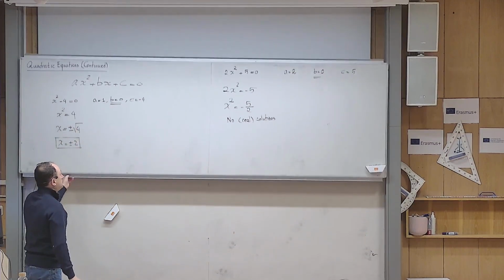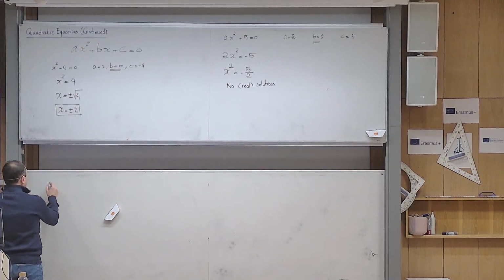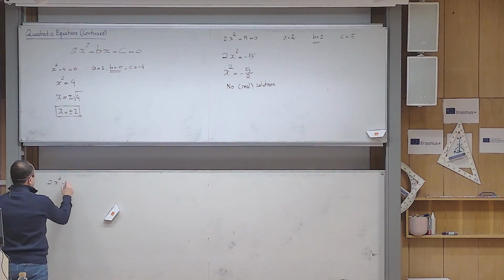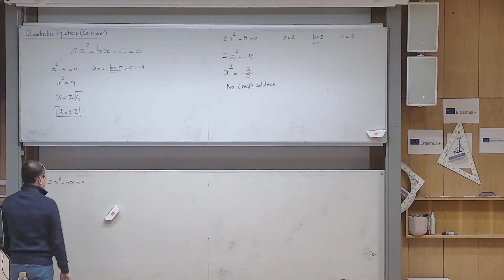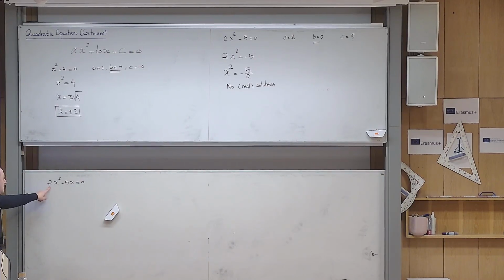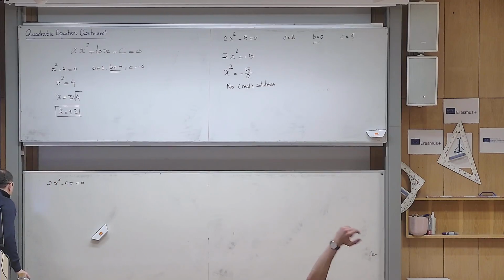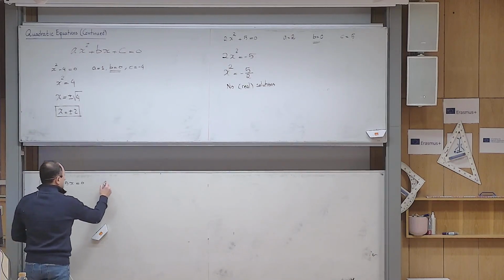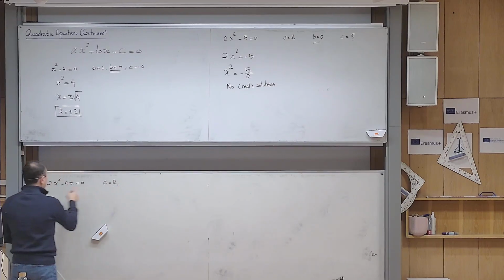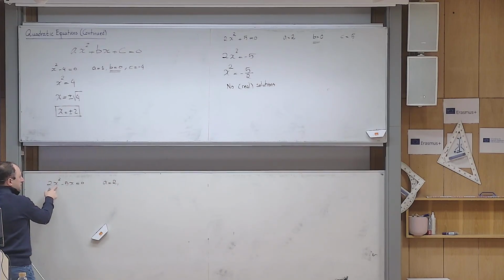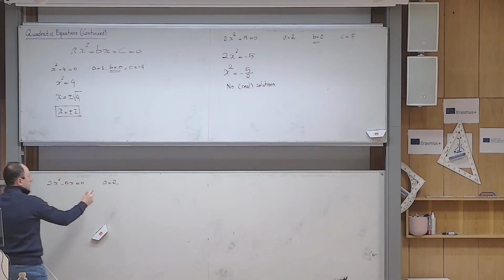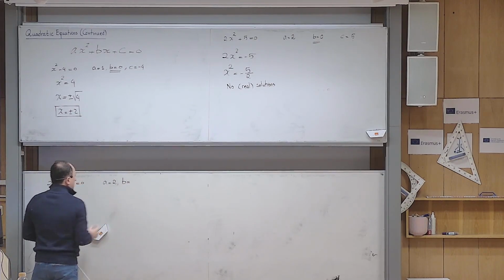Now, let me give you this question. 2x squared minus 5x equals to 0. If I ask you to solve this equation, you immediately realize that this is a quadratic equation. So what we do, if I want to compare it with the original equation, you see here, if I ask you what a is in this problem, a is 2, because a is the number multiplied by the x squared term. What is b in this problem? What is b?